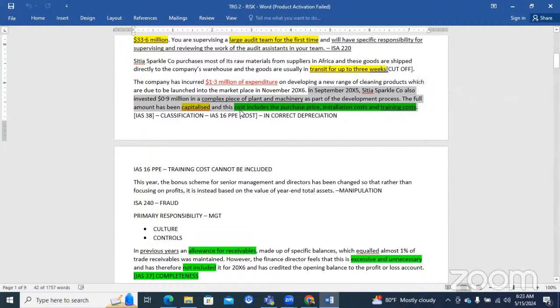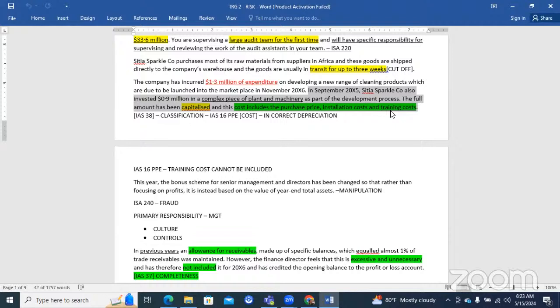Here they said the cost of 0.9 million includes purchase price, correct. Installation cost, correct. Training cost. Training cost is a revenue expenditure. The standard does not permit including training cost. Training cost is a recurring cost. It's a revenue expenditure that should go to the income statement as an expense. You can't put that as asset cost.